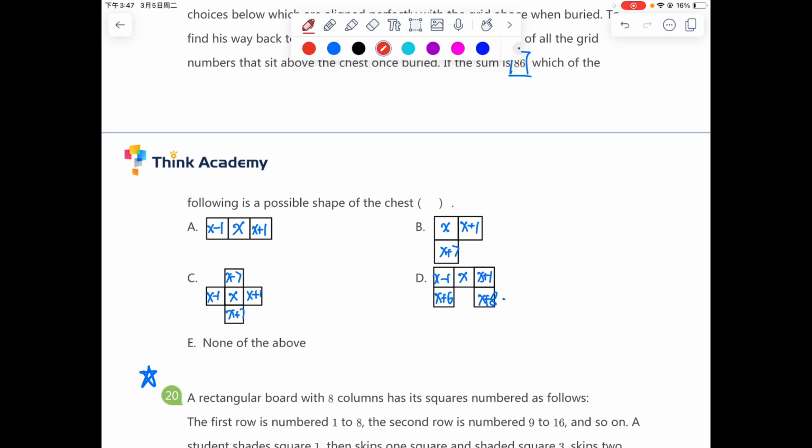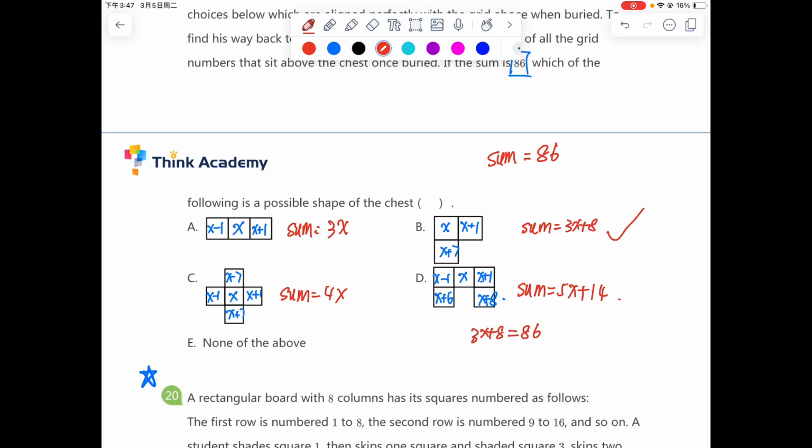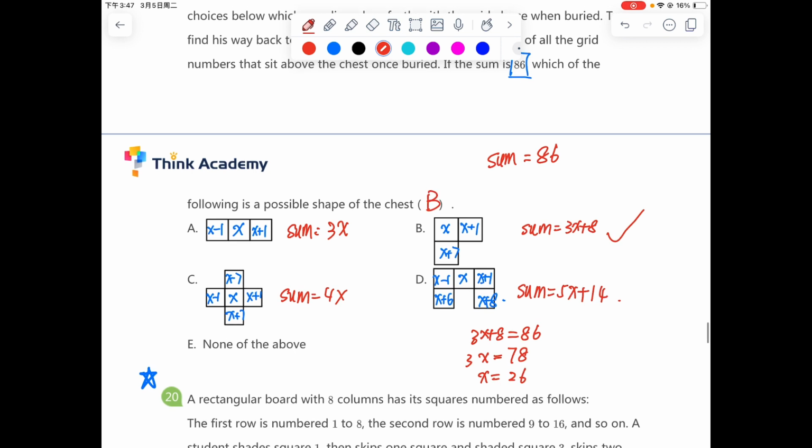So we can calculate the sums. This one, the sum is 3x. This one, the sum is 3x plus 8. This one, the sum is 5x plus 14. And this one, the sum is 4x. Then we just need to find which one makes the sum equal to 86. You can find only one works, because 3x plus 8 equals 86, so 3x equals 78, then x equals 26. So only B gives an integer.